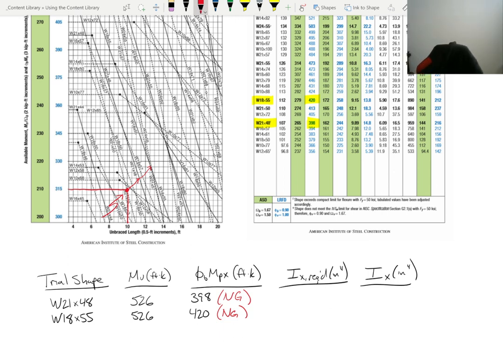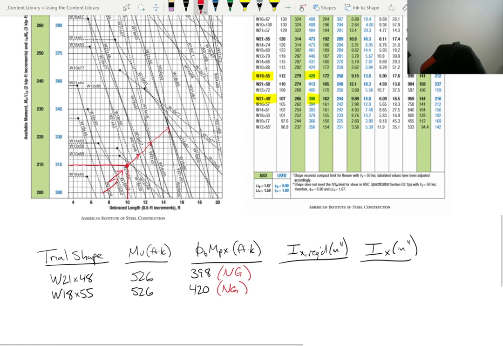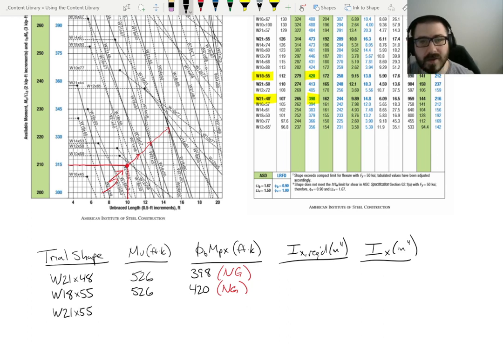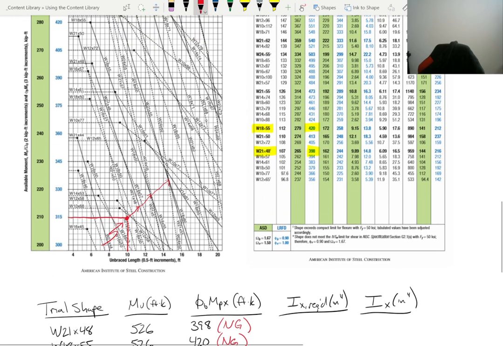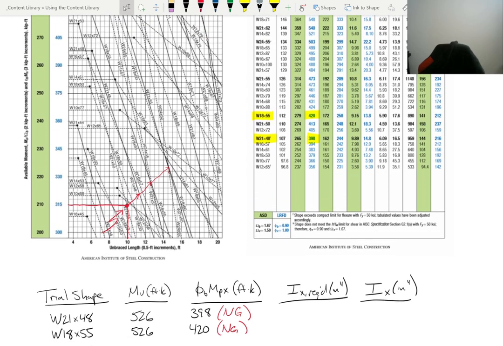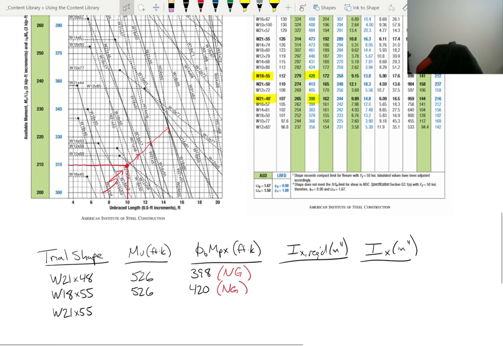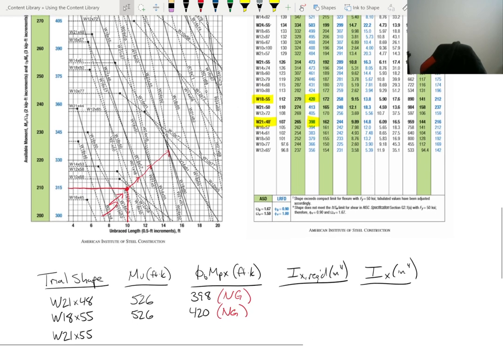So the W18x55 didn't work. So we'll just go up to the next one. And the next one I see is a W21x55. Maybe one thing you can do to save yourself a little bit of page turning is stick on this table for a little bit and pick all of our potential sections from this plot right now. So let's see. We have a W14x61. That's a possibility, although I think I can probably find something a little better.